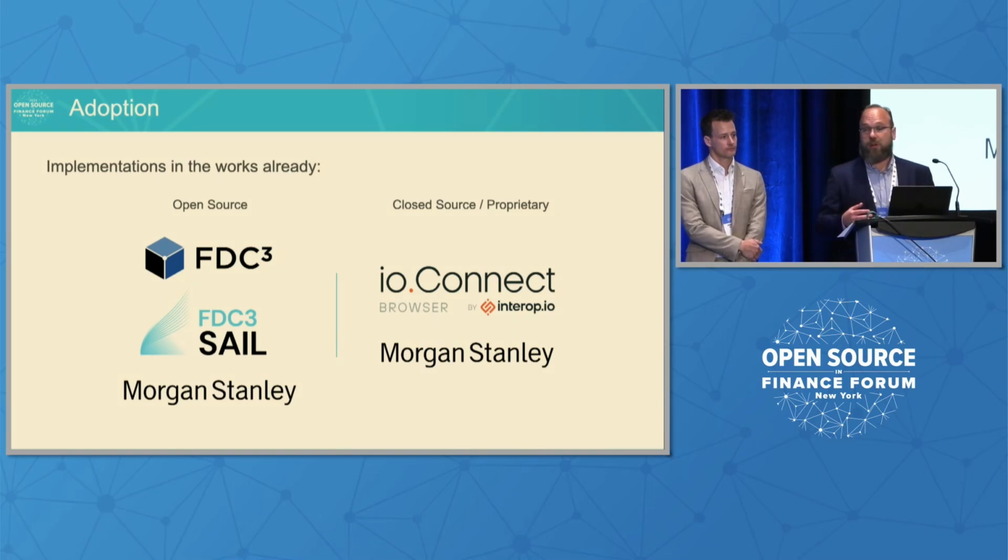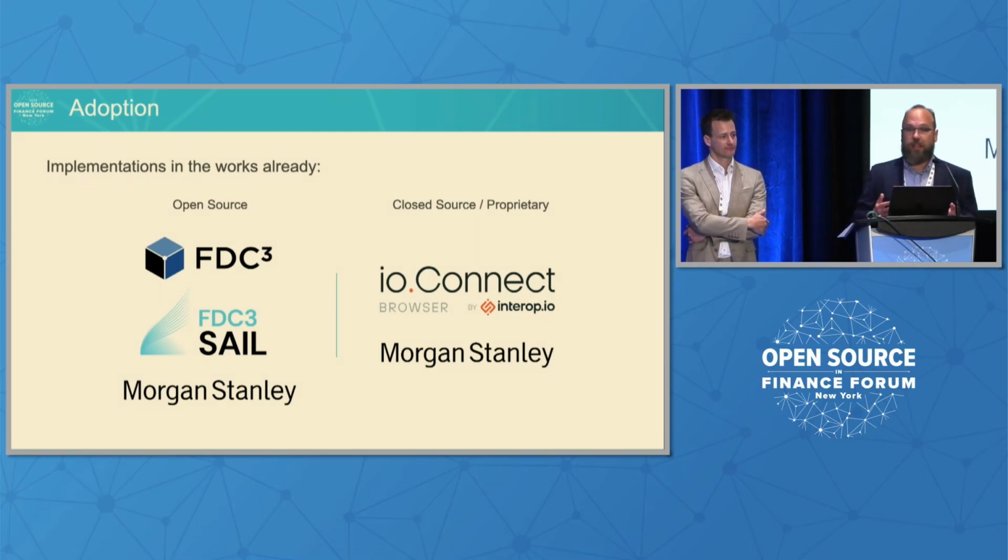We're already aware of at least 5 implementations either out there or in the works. Several open source, obviously the reference implementations Rob's just shown you, as well as FDC3 Standard. Our colleagues from Morgan Stanley have both an open source and a proprietary or closed source implementation in the works. And of course, over at interoperability, we've got IO Connect browser working with Get Agent as well.